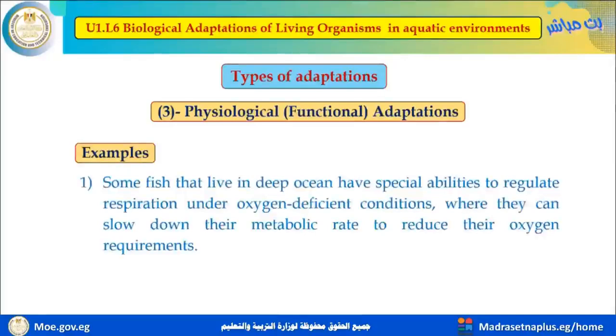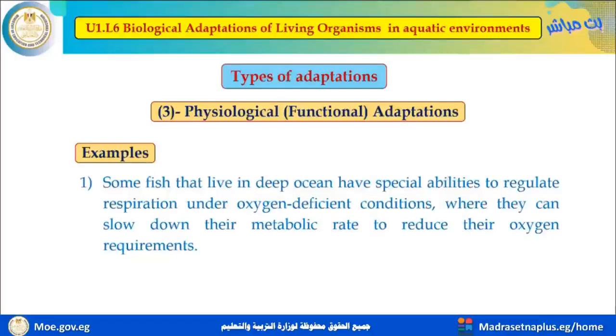Some fish that live in the deep ocean have special abilities to regulate respiration under oxygen deficiency conditions, where they can slow down their metabolic rate to reduce their oxygen requirement. So this is a kind of physiological adaptation. The fish here, which live in the deep ocean, have special abilities to regulate respiration under what? Yes, oxygen deficiency.